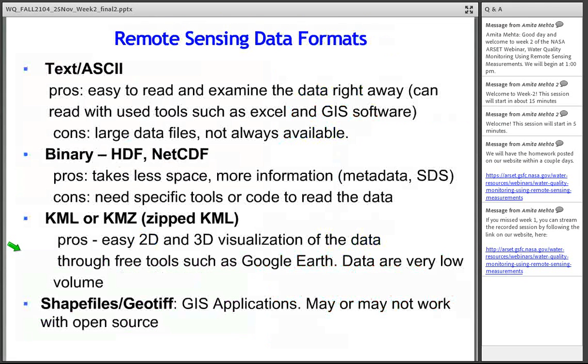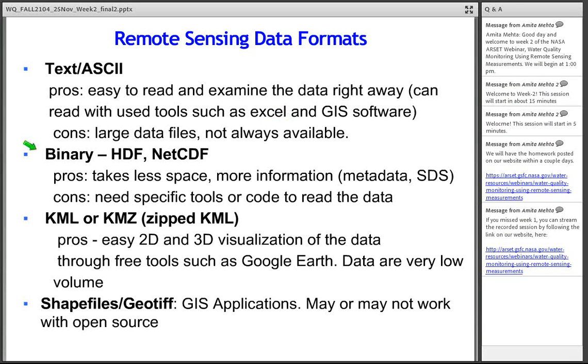Okay, so for any remote sensing data, there are several formats. Different sensors and different missions provide data in different formats. Some can be available as text or ASCII data, which are just human readable on computers. They're easy to read and examine, but they can be very large for large regions. Looking at numbers may not be easy to analyze. They can be manipulated with Excel and GIS software, however.